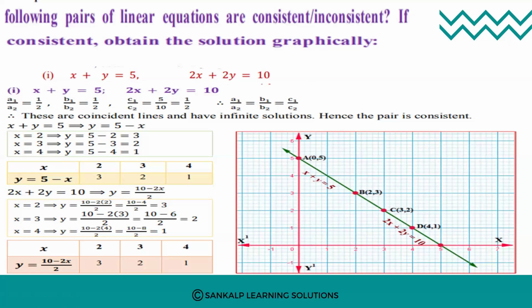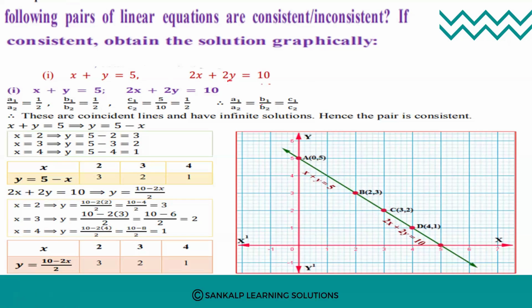So first we need to check whether they are consistent or not. For that, what we need to do? We need to check the ratios. So A1 divided by A2. A1 value is 1, A2 value is 2. So 1 divided by 2. B1 divided by B2 is also 1 divided by 2. And C1 divided by C2, 5 divided by 10. That is also 1 divided by 2.